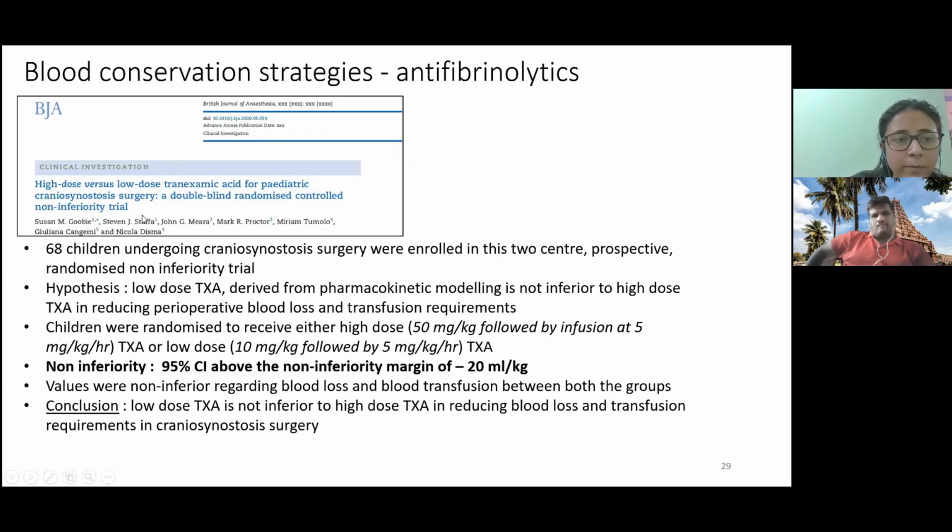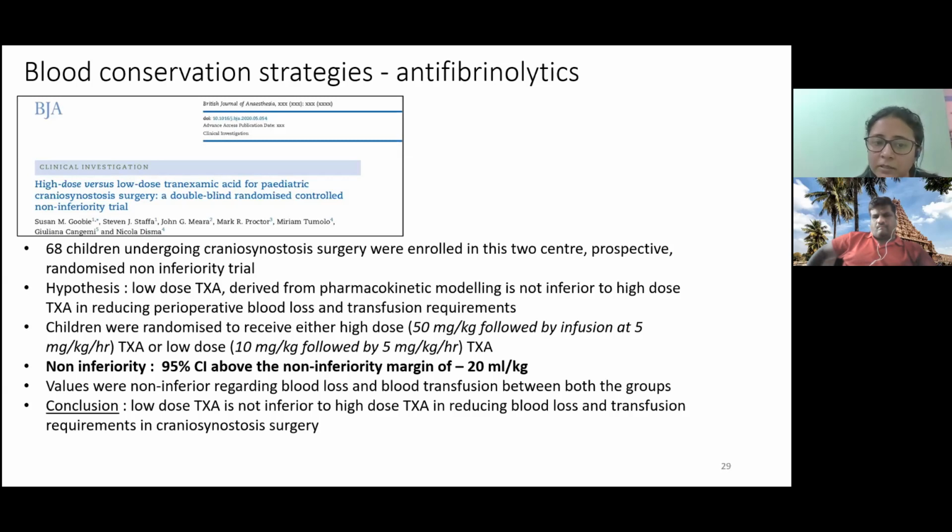It was designed to compare high dose versus low dose tranexamic acid. It was designed as a non-inferiority trial. So the hypothesis was that low-dose tranexamic acid derived from pharmacokinetic modeling is not inferior to high-dose tranexamic acid in reducing perioperative blood loss and transfusion requirements. The children were randomized to receive either high dose, that is 50 mg per kg, followed by infusion at 5 mg per kg per hour, or low dose, that is 10 mg per kg loading dose, followed by 5 mg per kg per hour.